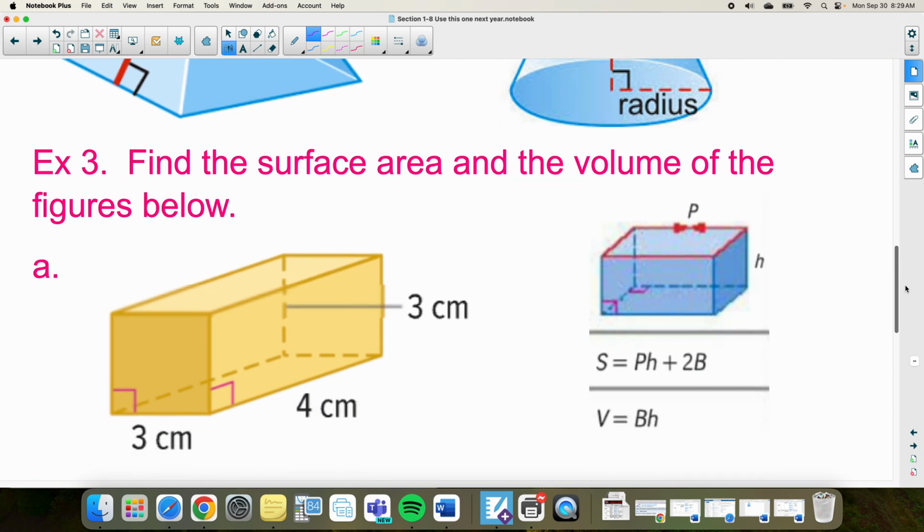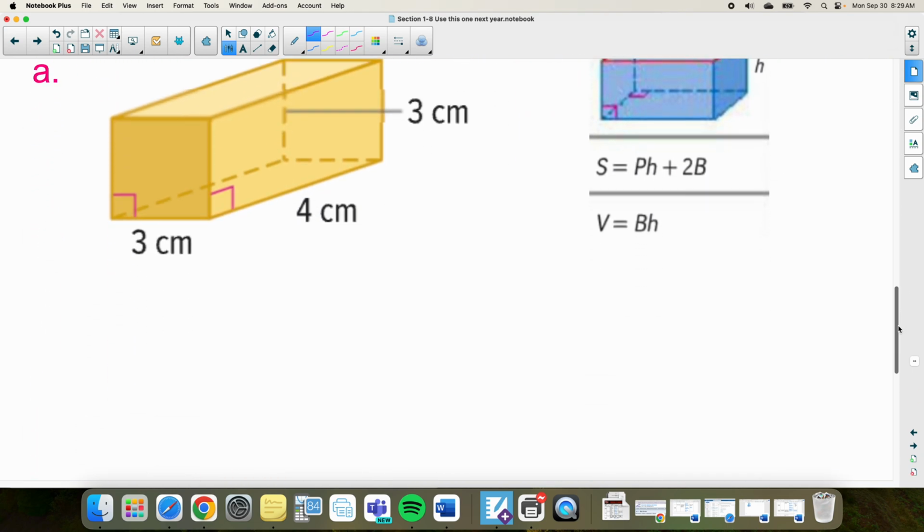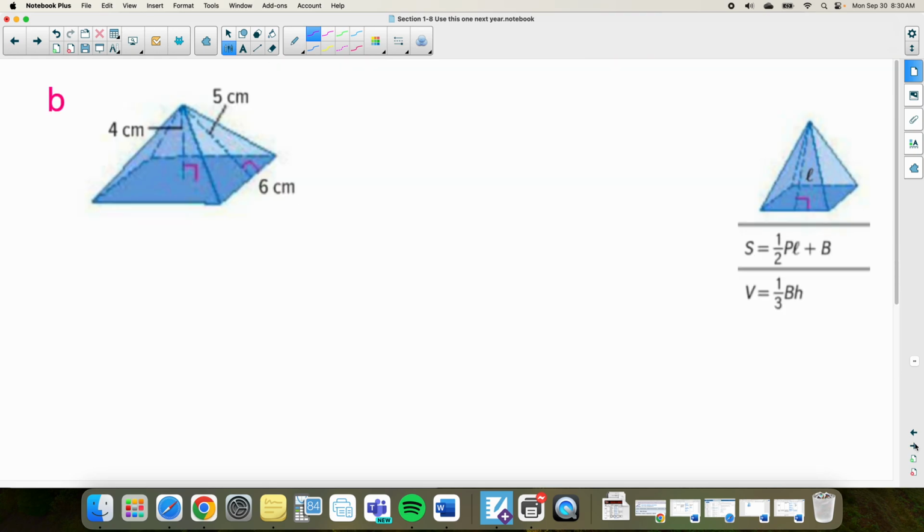So if I go down, you guys did a prism on Friday. Do you feel like you need to go through another example like that, or did you guys understand prisms? Everybody okay with them? All right, so let's skip to B, okay? And we're gonna do a pyramid.